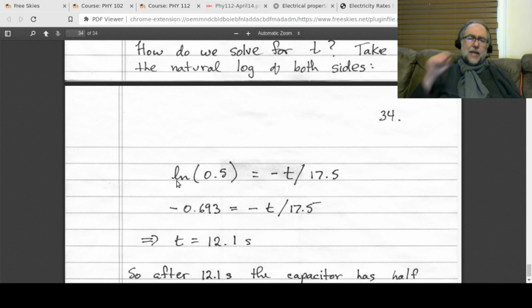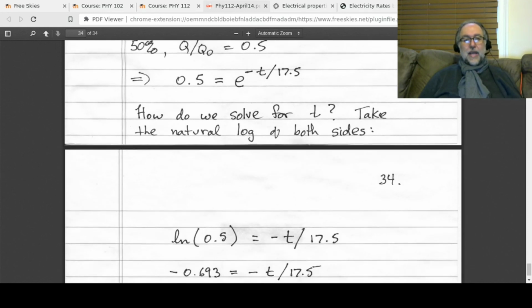So log base 10 is written log with a little 10 on the bottom there, but sometimes I just write log, and some calculators will just have log, meaning log base 10. Here ln is log, but log to the base of e, okay, Euler's number. And so we have natural log of 0.5, that's got to equal e to the minus t over 17.5. And you go, what did you just do there? What just happened? So take a look here.